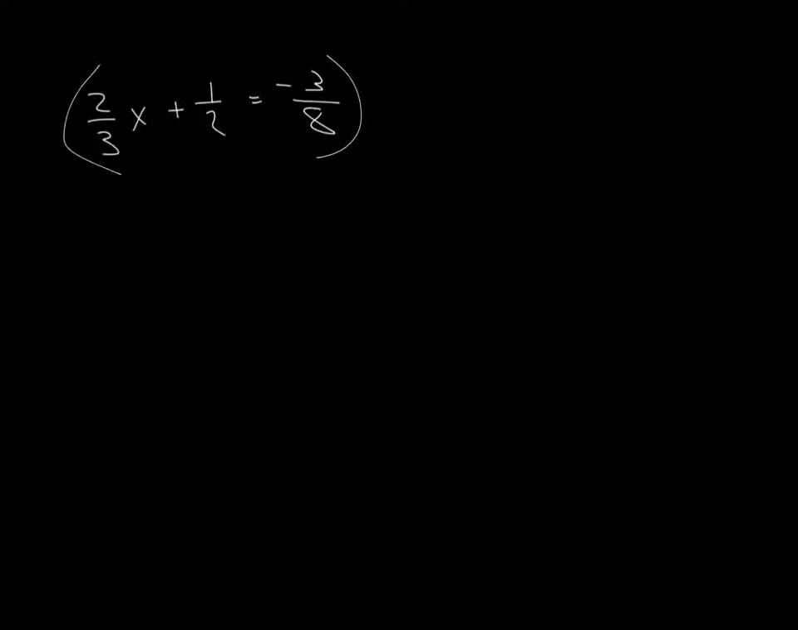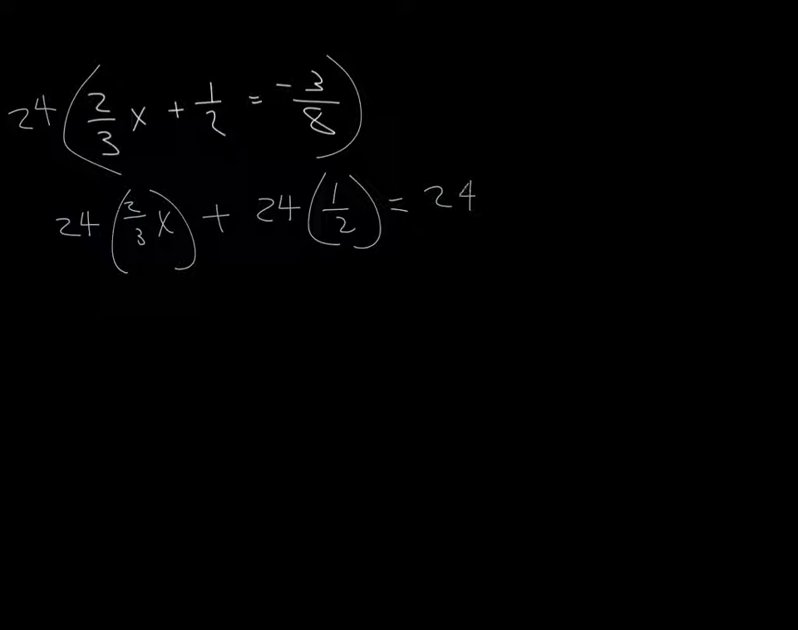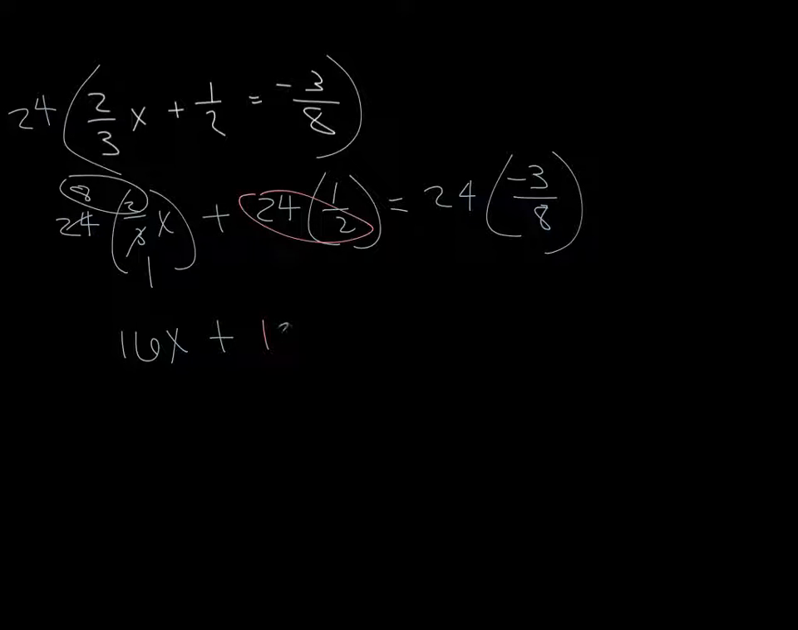If we multiply the entire thing by 24, then we can get rid of all the fractions. So we have 24 times 2/3 x plus 24 times 1/2 equals 24 times -3/8. Alright, so when we do this, we can cancel that and get a 1 and that and get an 8. 8 times 2 is 16. Same thing here. 24 over 2 is 12. And cancel that and give me a 3. 3 times -3 is -9.